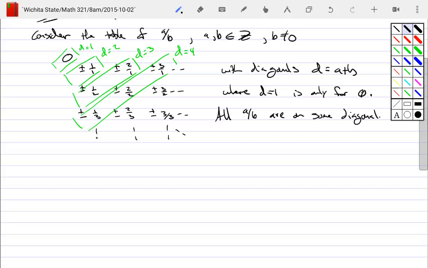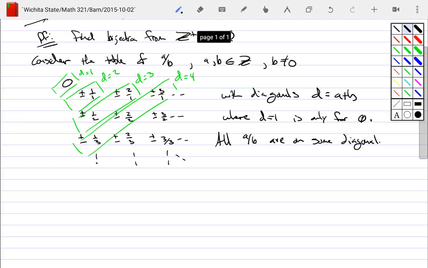And so this is your building process: you have to say we're going to find a bijection. The first thing we have to do is make a table. 0 plus minus is the exact same thing as the book. We say what the diagonals are. They're A plus B, but D equals 1 is special. It's for the 0. Everybody else, diagonal 2 is only 1 over 1, and then 1 over 2, 2 over 1, etc. And so we have all of these diagonals. The most important part is that all A over B's are on a diagonal. And so then, the whole point, countability means bijection. So we're going to make the bijection.